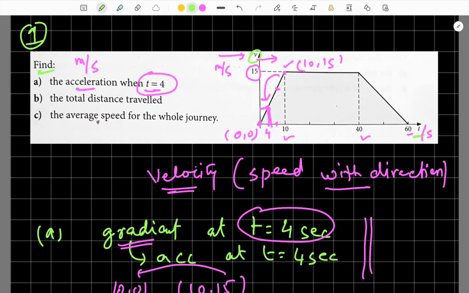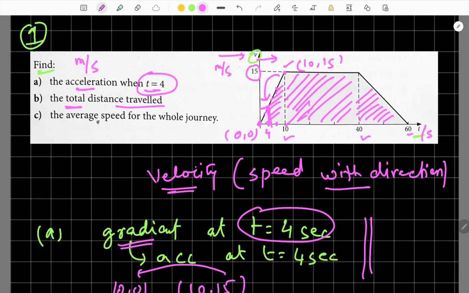Clarity? Okay, second part, the total distance traveled, right? The total distance traveled. So again you have to find the area under the whole curve. Simple as that. You have to find the area under the whole graph. Sorry, I said curve. Area under the whole graph. Clarity, beta? Done? So how do you find the area of this graph? Beta, it's a trapezium. Let's apply the formula for the trapezium.